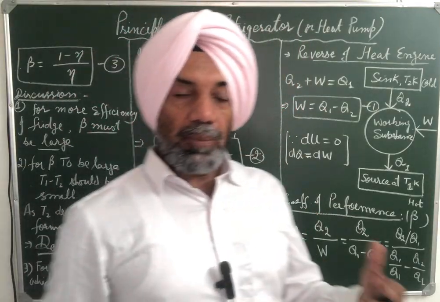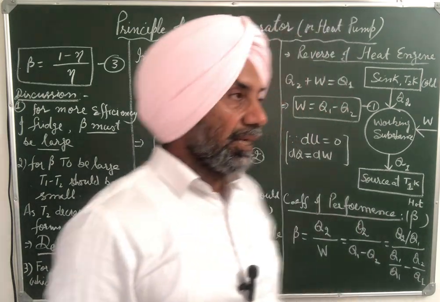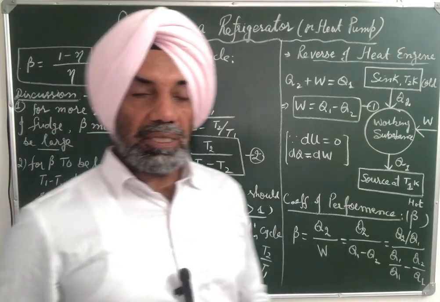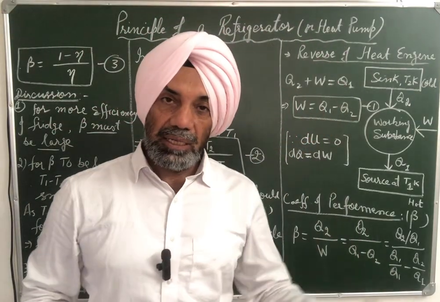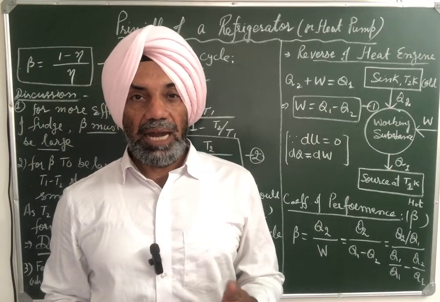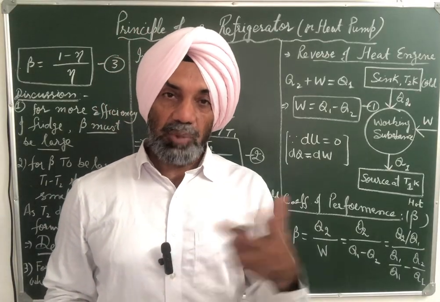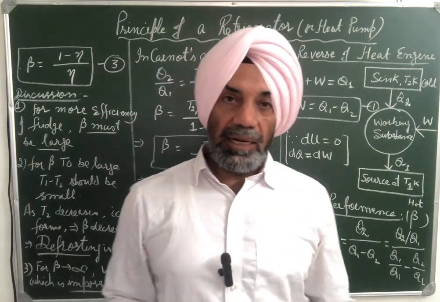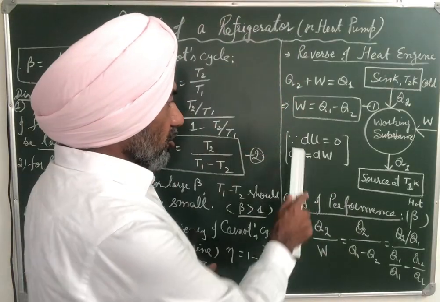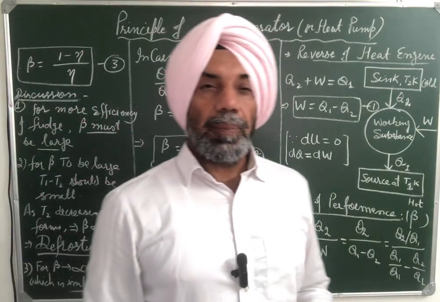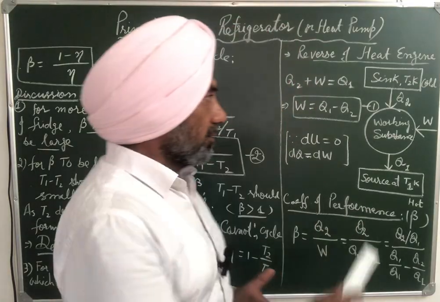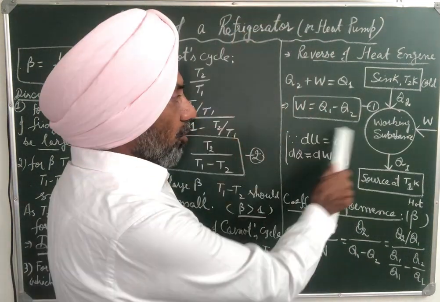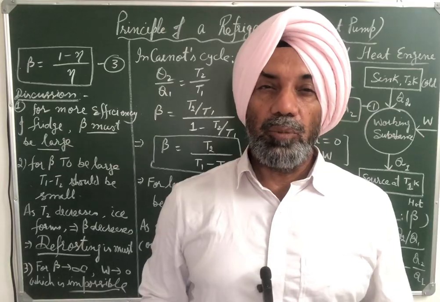Also, if you use the differential form of the first law of thermodynamics, dQ is equal to dU plus dW. In this case, dU is 0 because it is a cyclic process. The system turns back to the initial state after completing a cycle, and this process is repeated again and again. So there is no change in internal energy of the system. Therefore, dU is 0 and dQ is equal to dW, meaning the difference in heat, Q1 minus Q2, is equal to the amount of work done by the motor or the compressor.